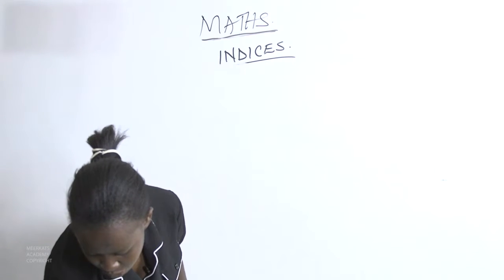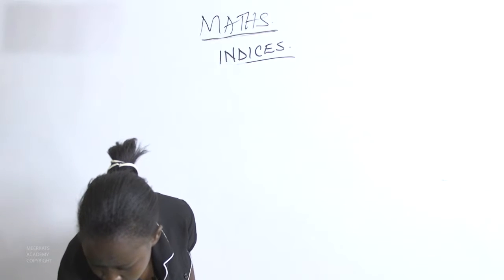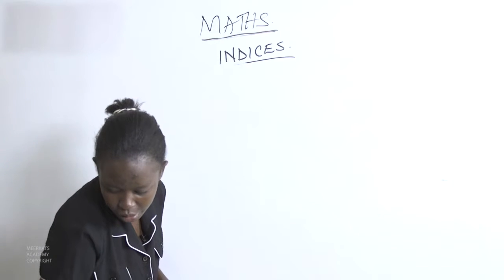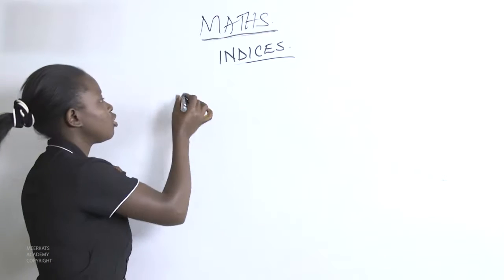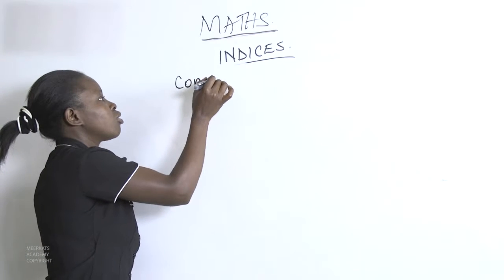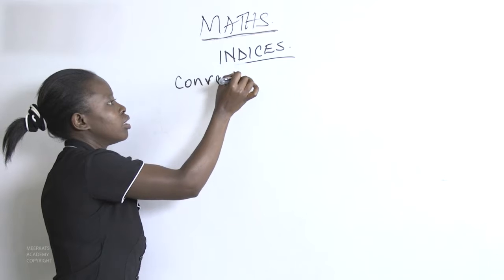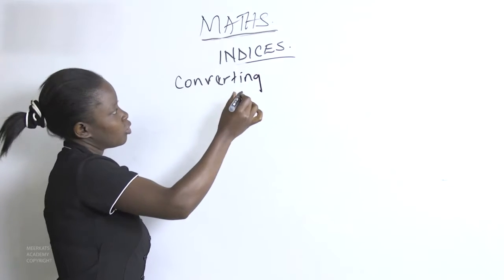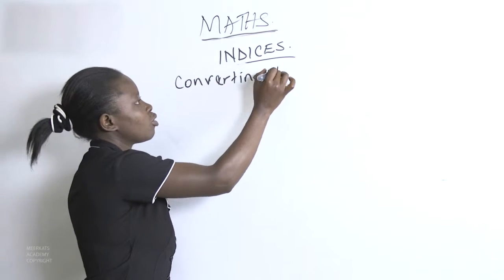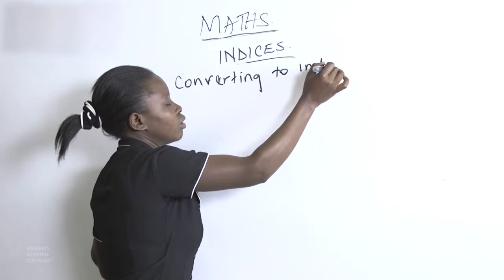So we have the following and we need to convert into index. So we are given some multiplication and we need to convert to index.